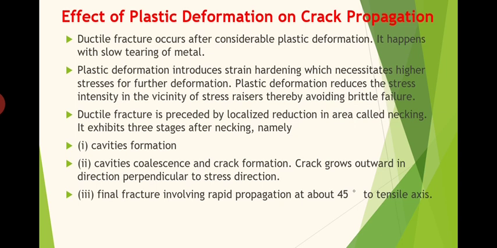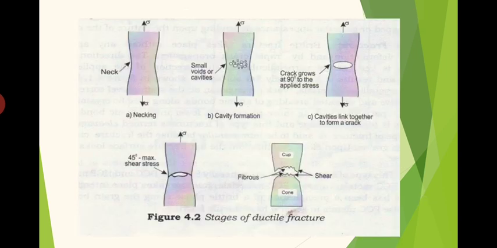Area called necking. It exhibits 3 stages after necking. So after neck formation, it has 3 stages to undergo. The first one is cavities formation. You can see from here, this region is the cavity formation.